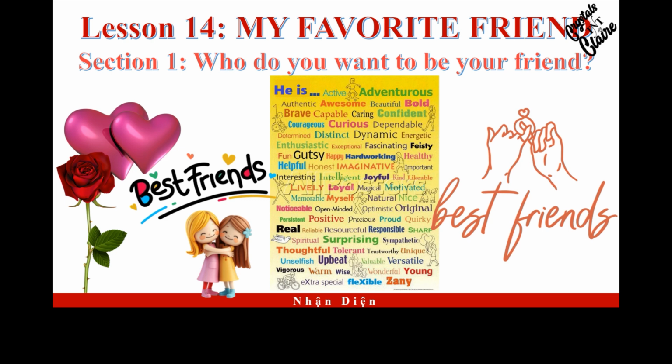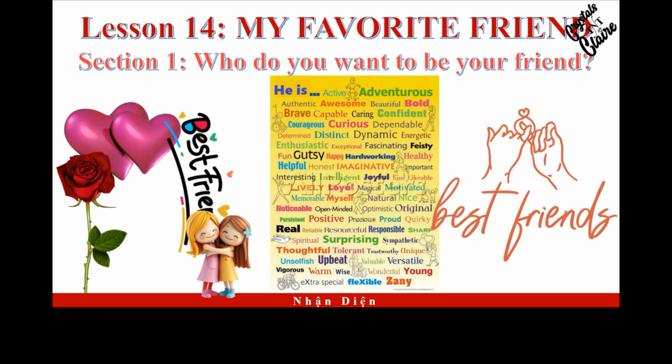Section 1: who do you want to be your friend? In here, they list out some characteristics, some personalities, some adjectives that describe a friend. So, who do you want to be your friend? Is he a loyal person, or is he a thoughtful person? Should he be brave, or should he be adventurous? So let's see the next slide.